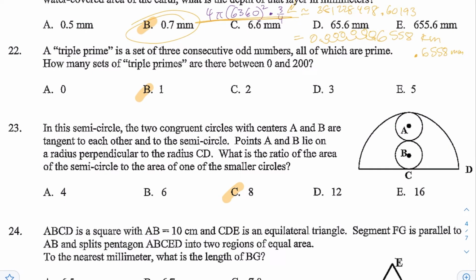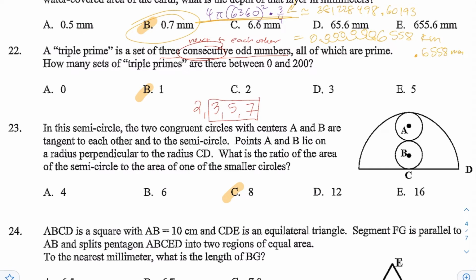Next, for number 22, a triple prime is a set of 3 consecutive odd numbers, all of which are prime. How many sets of triple primes are between 0 and 200? So you have 3 consecutive odd numbers, and they're all prime. So consecutive means next to each other. So you start listing out the prime numbers. You see that 3, 5, 7, these are consecutive odd numbers, and they are all prime.